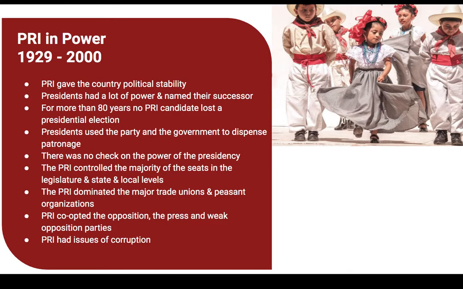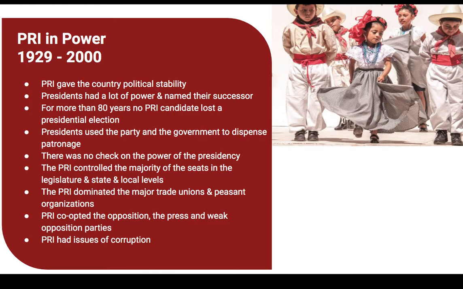If you oppose the PRI, if you actually try to challenge them openly for power, you're not even going to get into the room. Okay? This led to lots of issues of corruption because there wasn't, for example, anyone holding the PRI accountable for whether or not they're actually using the taxpayer dollars correctly, ethically, etc. But the idea is that the PRI stayed in power and provided this political stability.